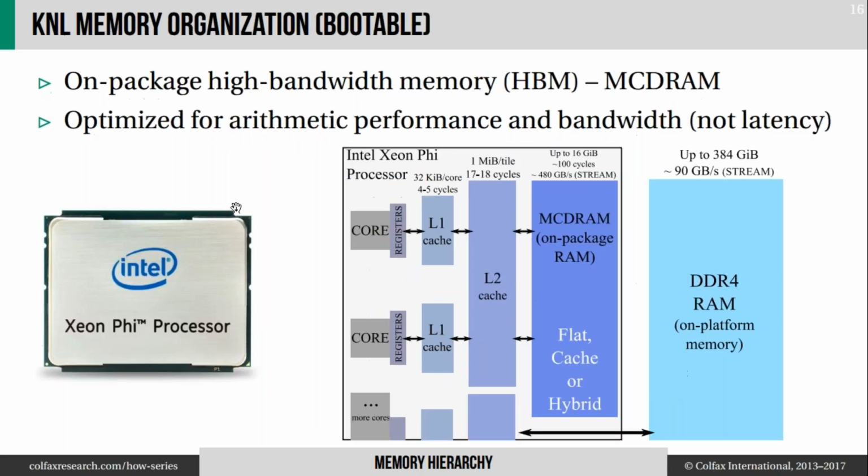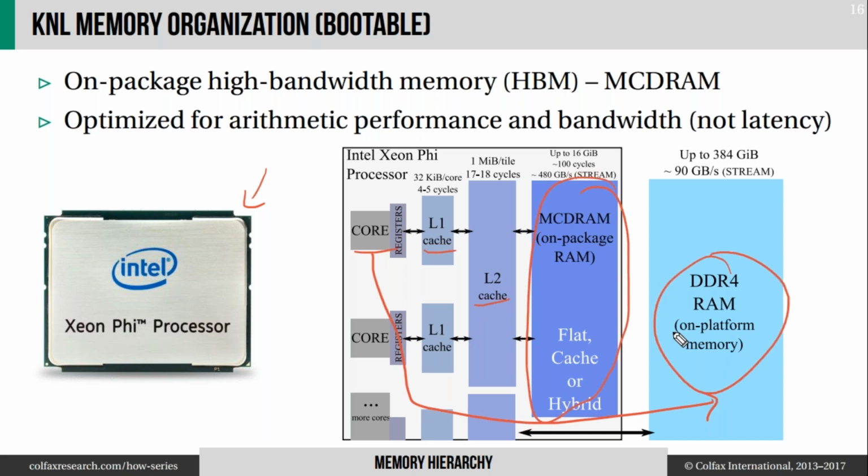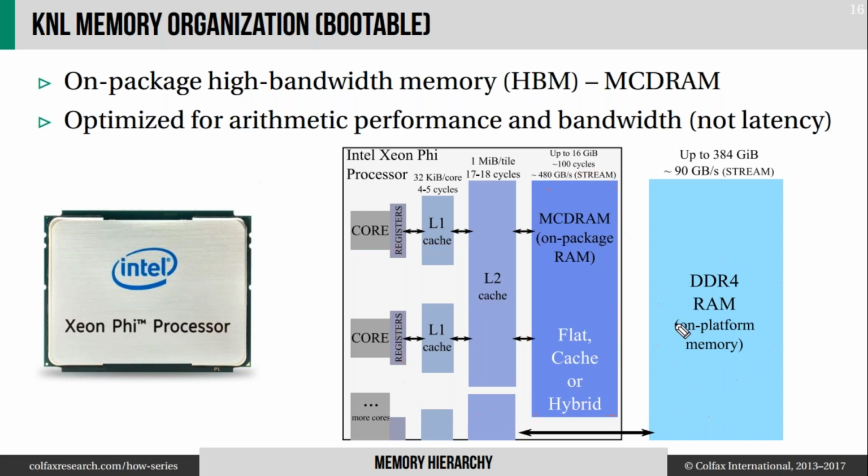If your Xeon Phi is a second generation bootable processor, then again you have cores, level 1 cache, level 2 cache, and on-package high bandwidth memory. But in contrast with the coprocessor, you can transparently talk to the on-platform memory. The high bandwidth memory may be used as a flat memory region or as a cache. We will talk about this today.